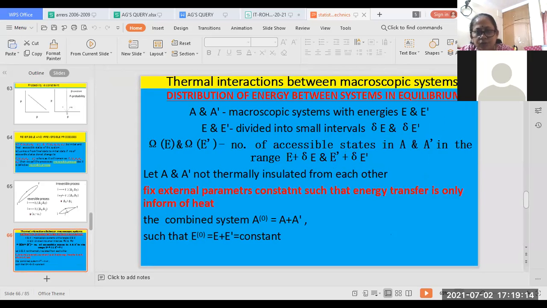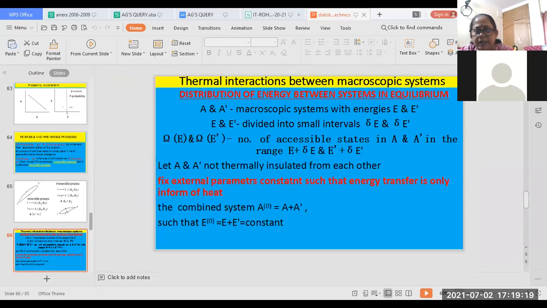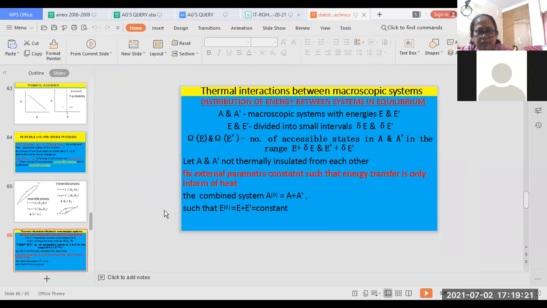The energy range I took as delta E and delta E dash, such that omega E and omega dash E dash are the accessible states, with a spread of energy E plus delta E and E dash plus delta E dash, where E and E dash are the ground energies of both the systems. If you add both the system energies, you get a constant value, which I am calling E0.